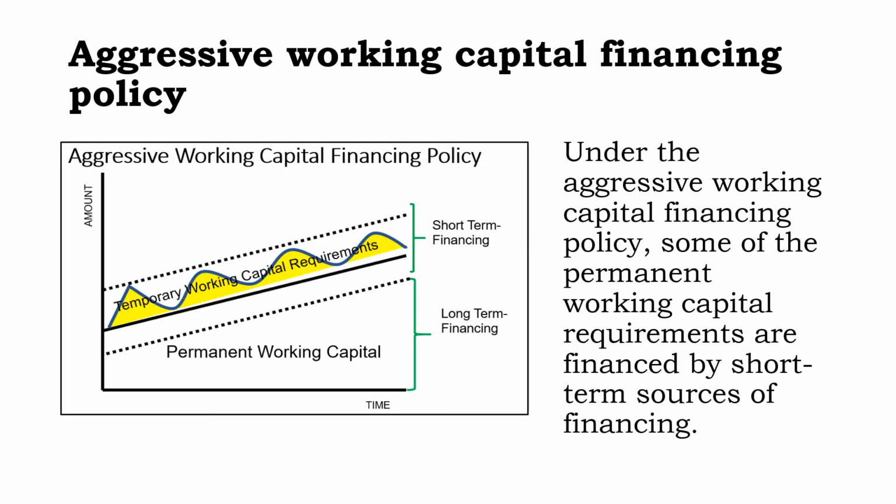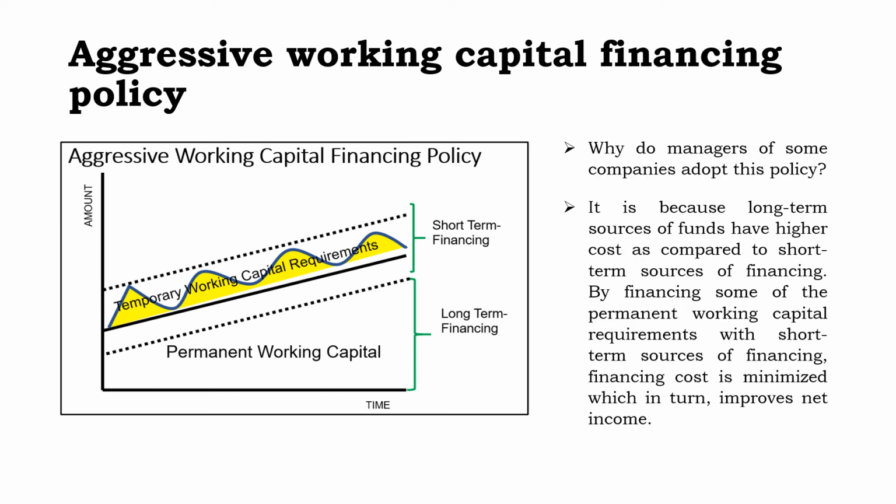Now let us discuss the aggressive working capital financing policy. Under aggressive working capital financing policy, some of the permanent working capital requirements are financed by short-term sources of financing. Why do managers of some companies adopt this policy? It is because long-term sources of funds have higher costs as compared to short-term sources of financing. By financing some of the permanent working capital requirements with short-term sources of financing, financing cost is minimized, which in turn improves net income.